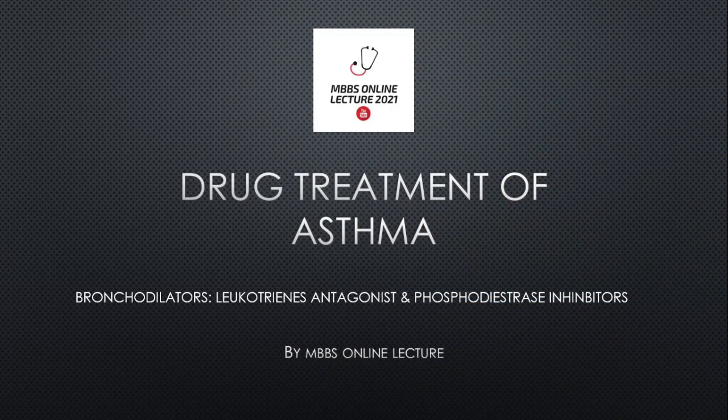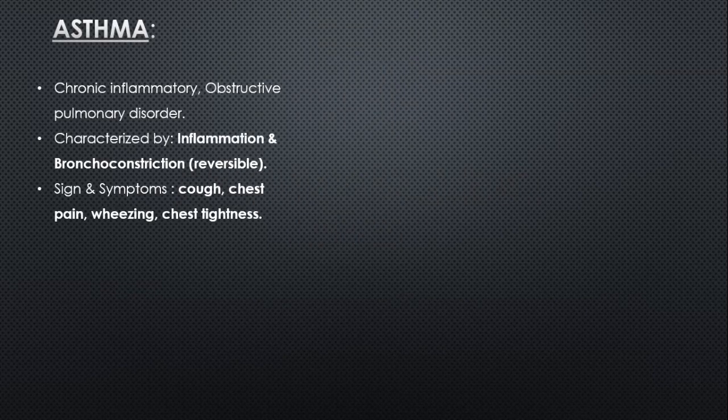Hi, in this video we are going to talk about bronchodilators that include leukotriene antagonists and phosphodiesterase inhibitors. Moving toward asthma, it is a chronic inflammatory disorder characterized by inflammation and bronchoconstriction, which is reversible. Signs and symptoms include cough, chest pain, wheezing, and chest tightness. This is due to the consequence of the bronchoconstriction.